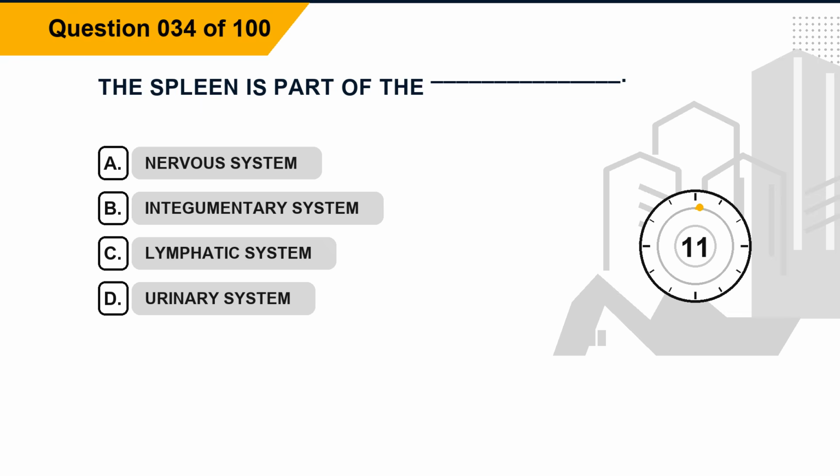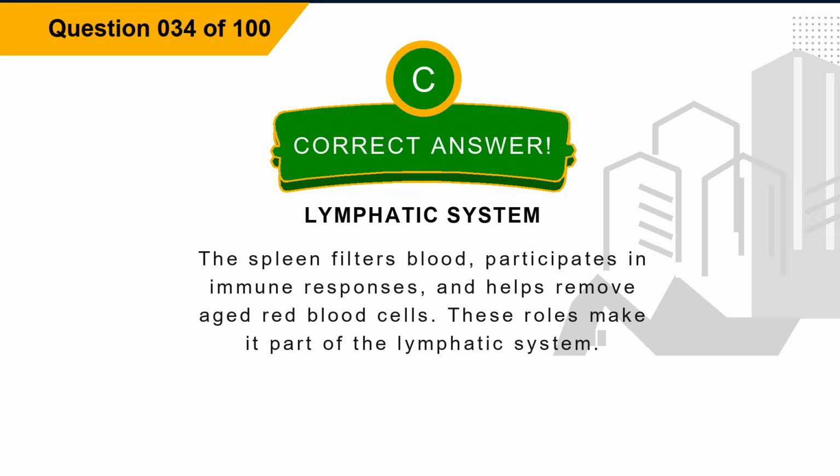Question 34. The spleen is part of the blank. Option A, nervous system. Option B, integumentary system. Option C, lymphatic system. Option D, urinary system. The correct answer is option C, lymphatic system. Explanation. The spleen filters blood, participates in immune responses, and helps remove aged red blood cells. These roles make it part of the lymphatic system.